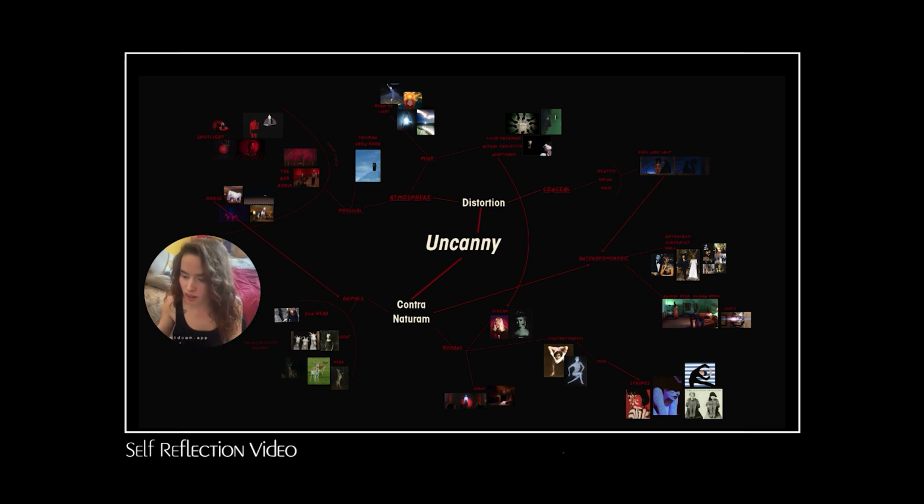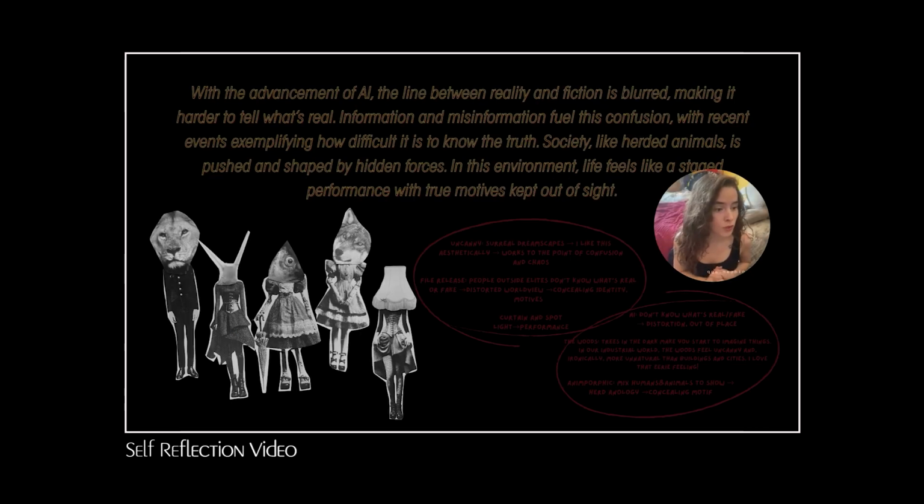I went on this thought path of the idea of anthropomorphic beings, which would become a central point of my collage. I wanted to present animals and humans in a way that was almost right, but not quite. My thesis was, with the advancements of AI, the line between reality and fiction is blurred, making it harder to tell what's real. Information and misinformation fuel this confusion, with recent events exemplifying how difficult it is to know the truth. Society, like herded animals, is pushed and shaped by hidden forces. In this environment, life feels like a staged performance, with true motives kept out of sight.